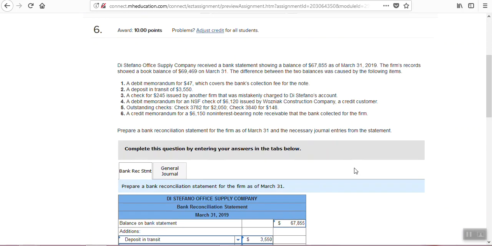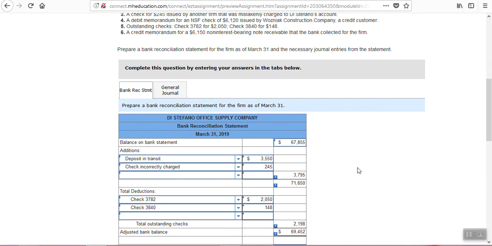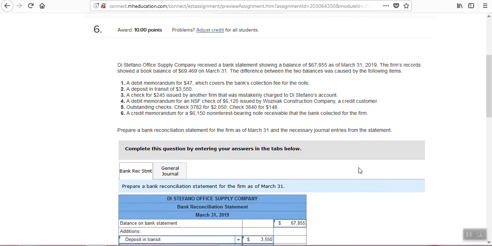All right, so this is a bank reconciliation, and this one is one that sometimes gives students some problems. And of course, when you look at yours, it's going to be mostly blank. You're going to have a few titles on here, and we've got to fill in some boxes. So let's just look at this. It says DeStefano Office Supply Company received a bank statement showing a balance of $67,855, and that was at the end of March. But the firm's records showed a book balance of $69,469. So there's a difference in what the bank says we have in the bank and what we say we have in the bank. So the purpose of this problem is to figure out, well, what is this difference, and is it correct that we have a difference?